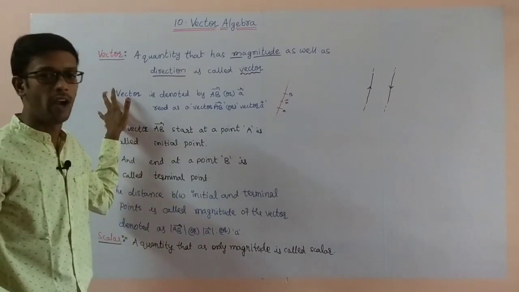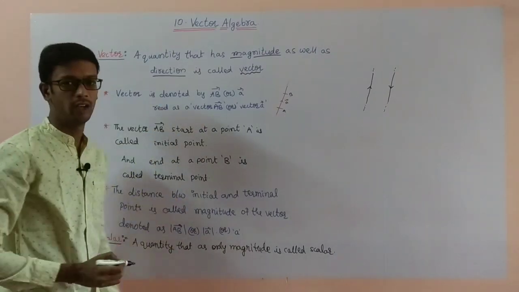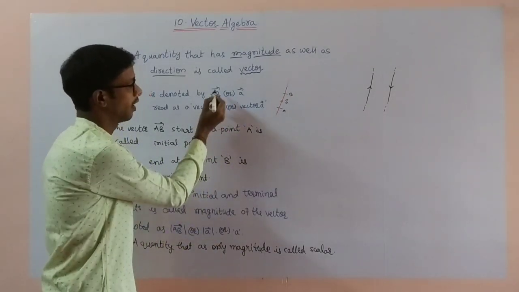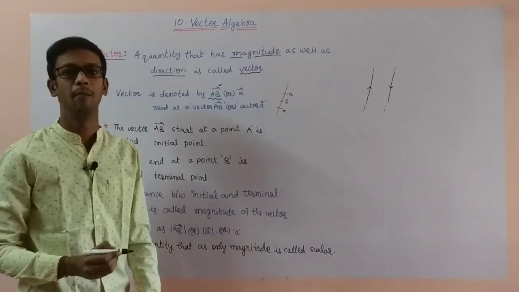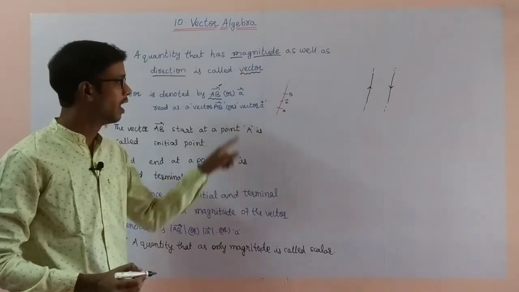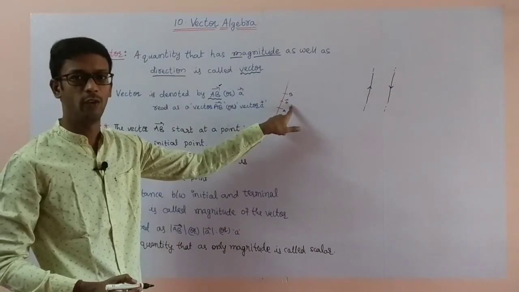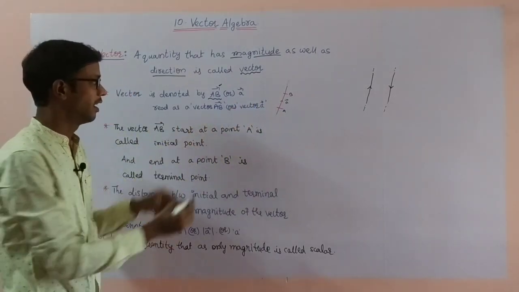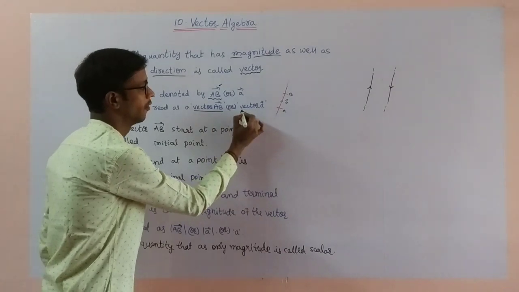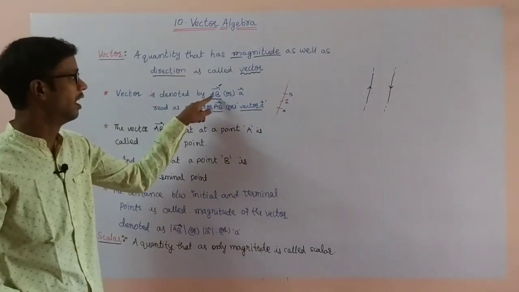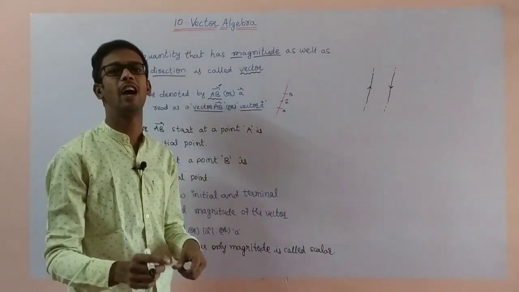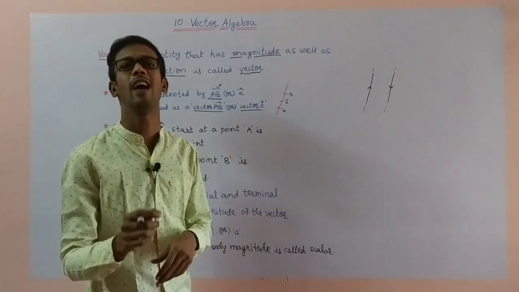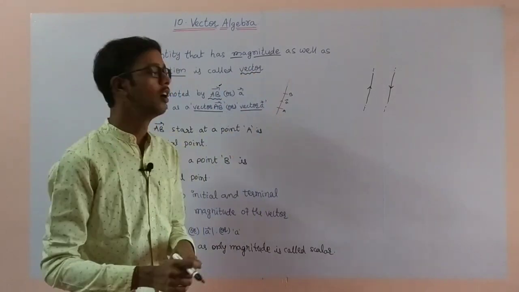Here some important points: this vector is denoted by AB bar. Otherwise, small a bar is also used for indication of vectors. Read as vector AB bar, vector a bar. If a bar is there, that is a vector.